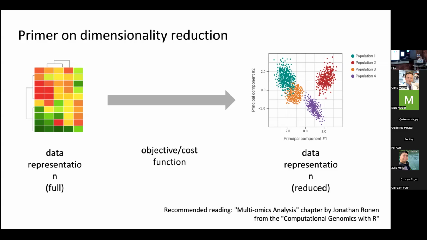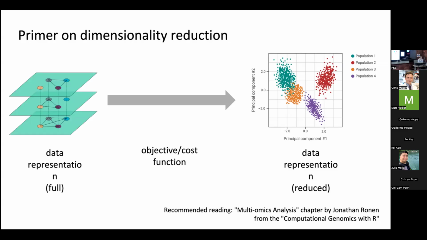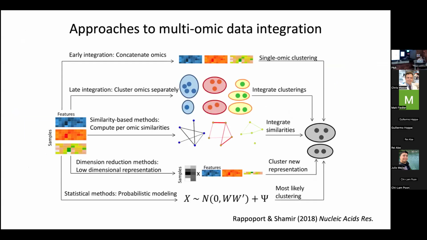But yeah, maybe we'll be back to the math in a second. So what happens if this is even more complicated? So we have many data sets. Well, there are different approaches to multi-omic integration. This plot is a bit dated now because it's from 2018, but I think it holds up pretty well.